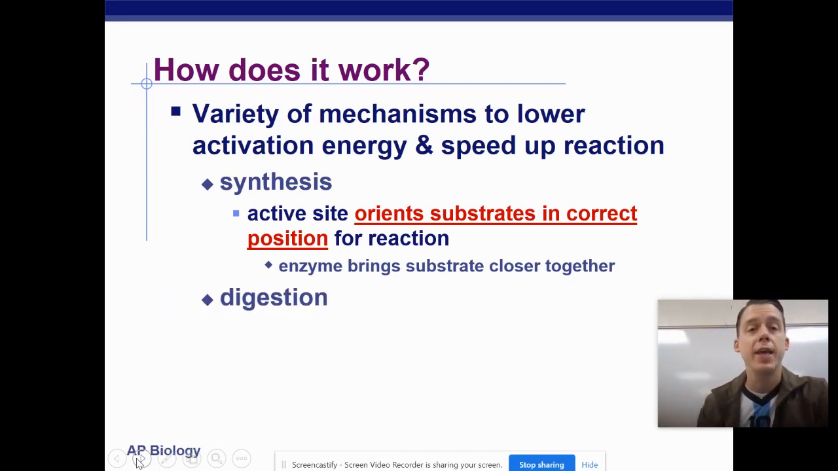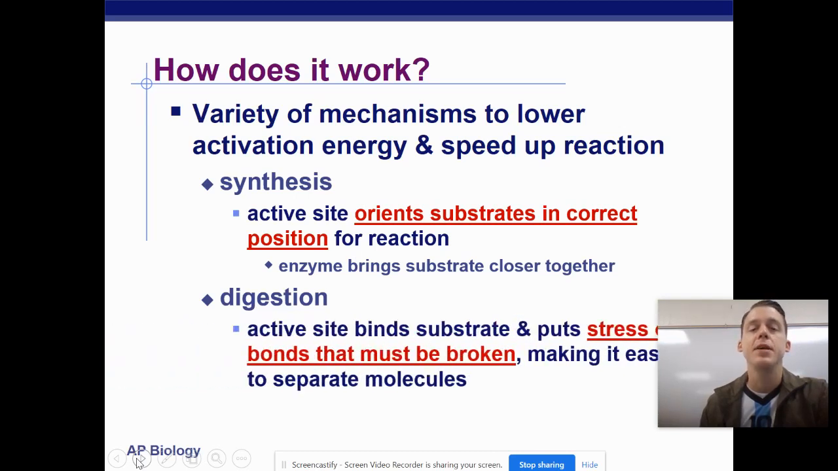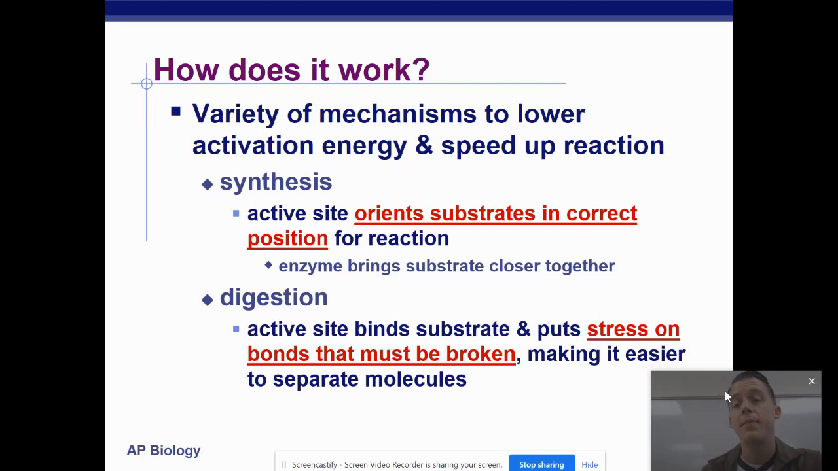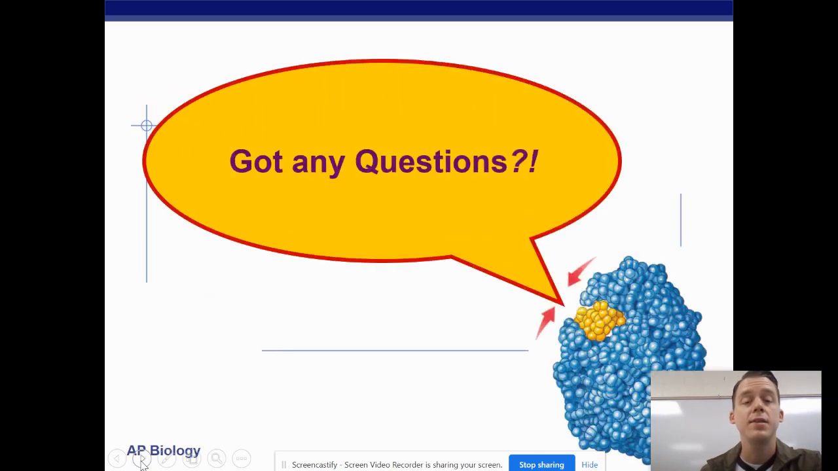For a digestion reaction, it's the opposite. Basically, the active site needs to add stress to the bond that must be broken, which is going to make it easier to separate molecules. So that is what's going to happen with a digestion reaction. It is going to stress the bond that has to be broken, and therefore it's going to be easier to separate those molecules.